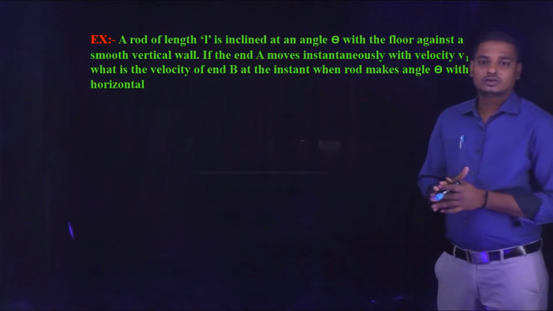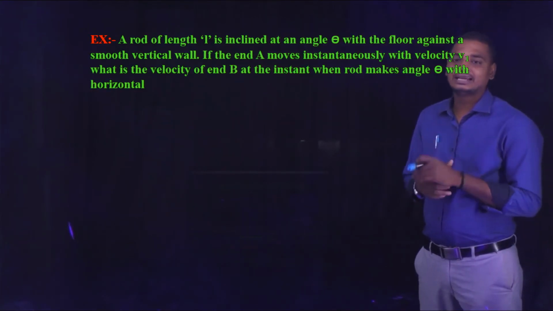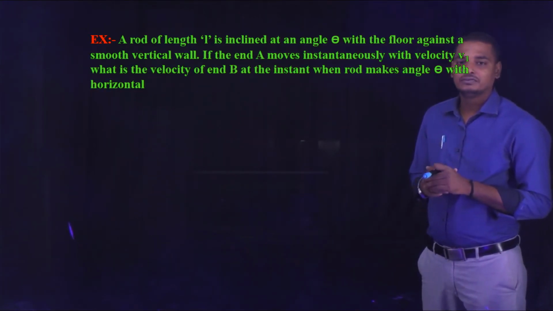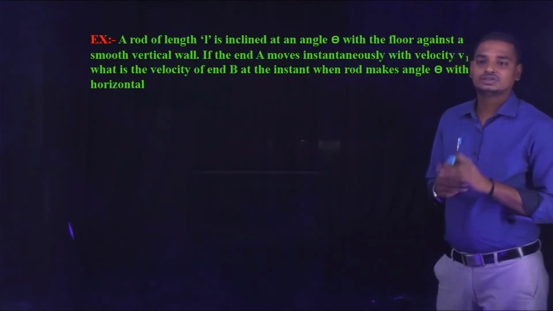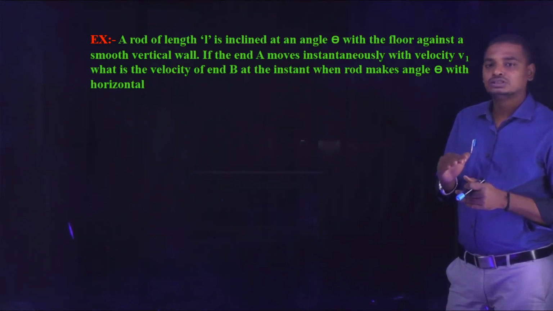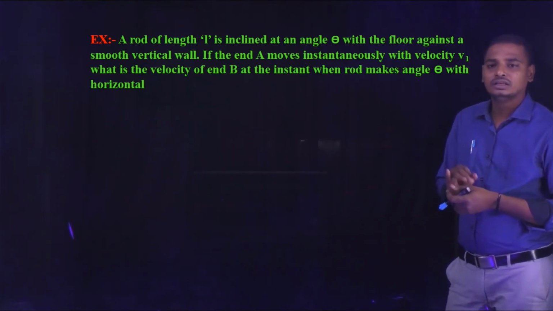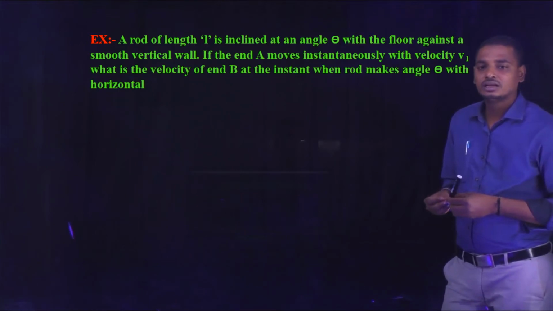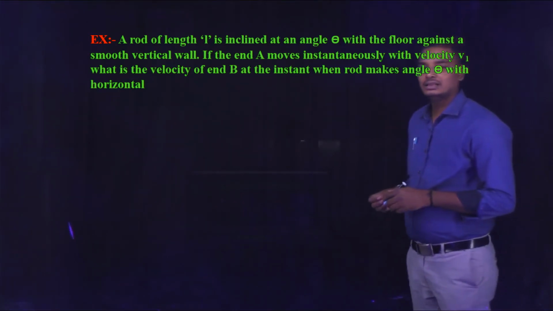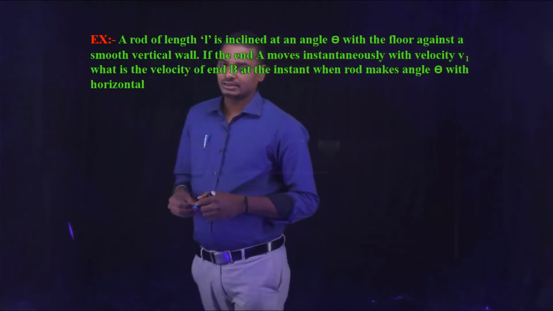Okay students, now the question is given like this. A rod of length L is inclined at an angle theta with the floor against a smooth vertical wall. If the end A moves instantaneously with a velocity v1, what is the velocity of the end B at the instant when the rod makes an angle theta with the horizontal? The question is given like this.